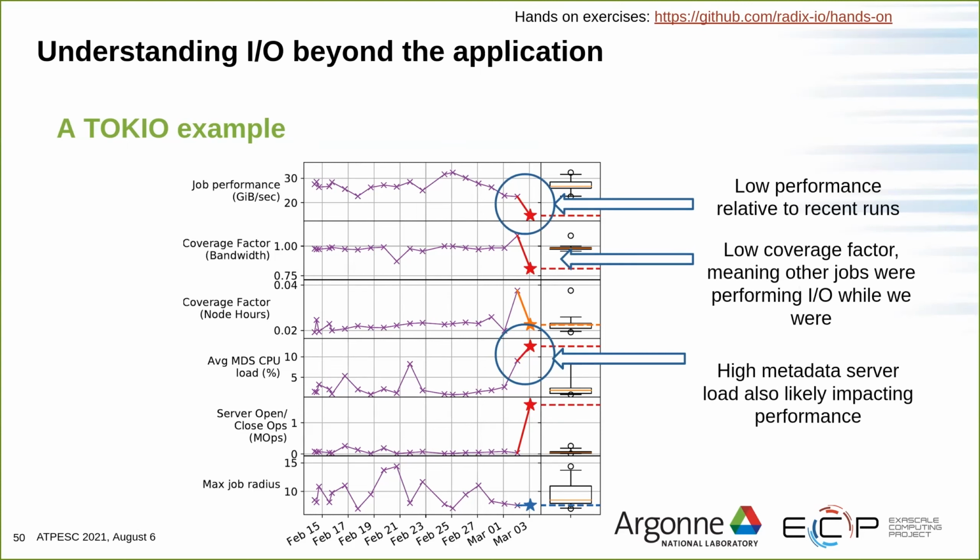In this case, it seems completely reasonable to see the low performance, see the low coverage factor, which means other people are running while we are, and also see the high metadata server load that's also impacting performance. It's just an example of some things we've investigated that extend beyond the application and start to consider more system-wide I/O details.